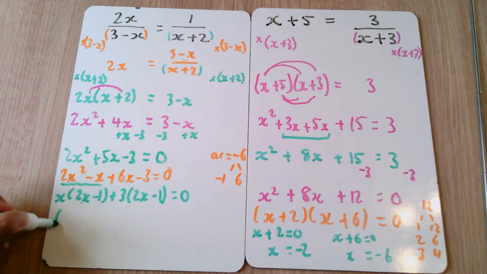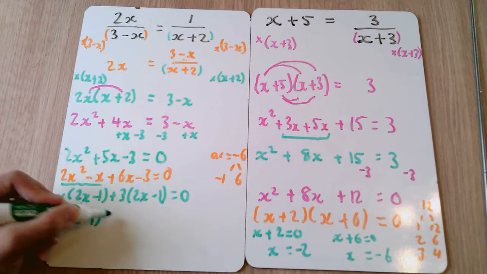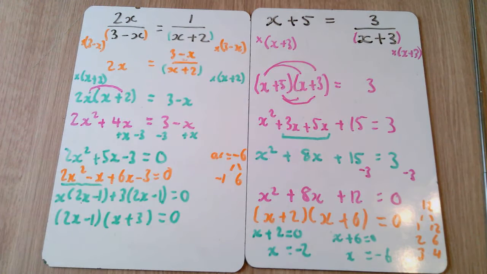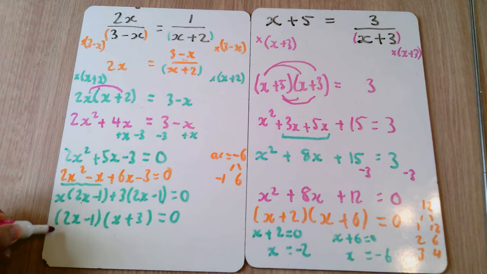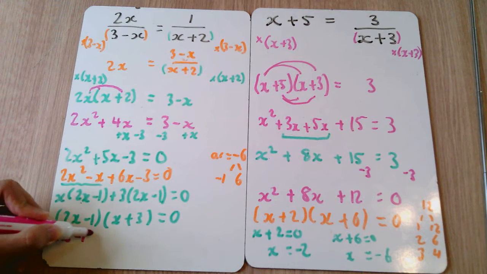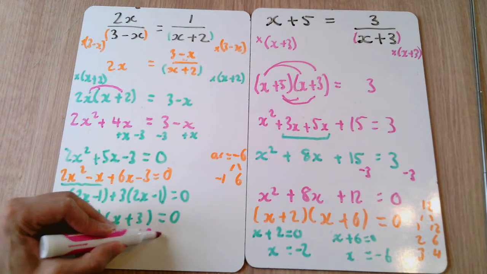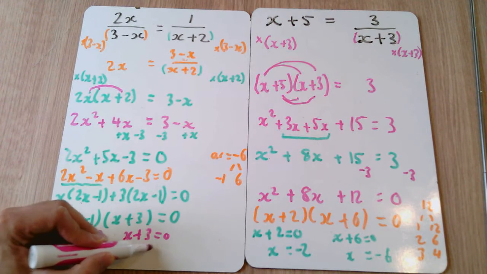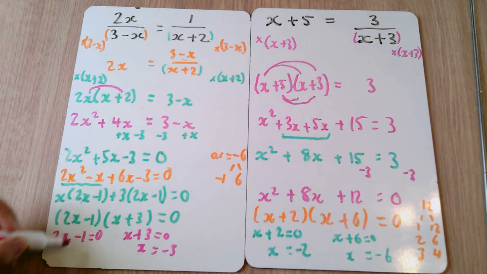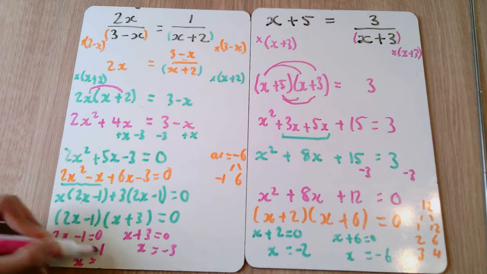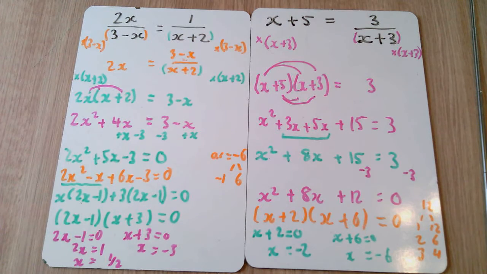We now have a common factor of (2x - 1)(x + 3) = 0. And our final step here is now just to work out the values of x by equating these portions to 0. That's going to be 2x - 1 = 0 and x + 3 = 0. Therefore, x here is equal to -3. And over here, if we take the 1 over, 2x is equal to 1, and x is equal to a half. And those are our two solutions.